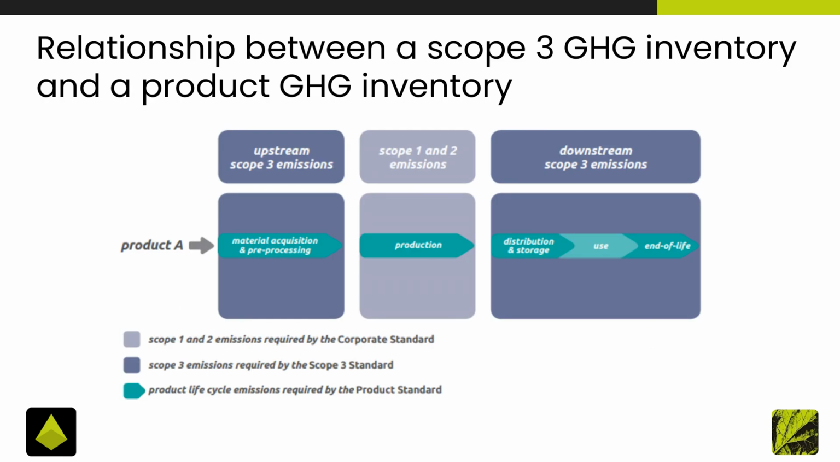Let's examine the relationship between a Scope 3 greenhouse gas inventory and a product greenhouse gas inventory. Scope 3 covers upstream and downstream emissions from material acquisition to end of life. Meanwhile, product life cycle emissions focus on specific products. Together, they provide a holistic view of a company's environmental footprint, enabling targeted sustainability strategies.